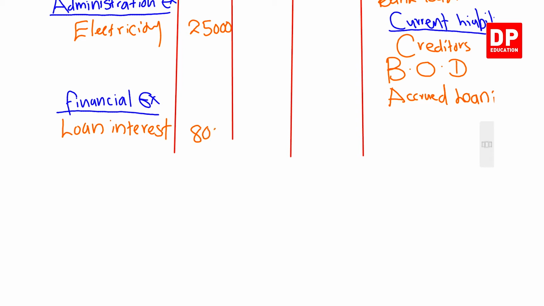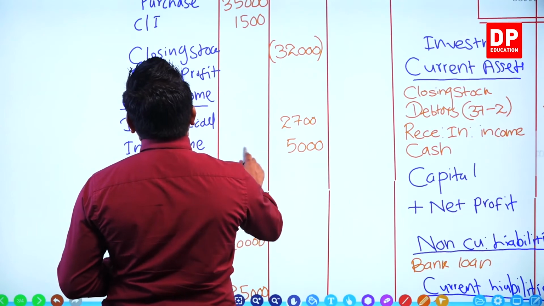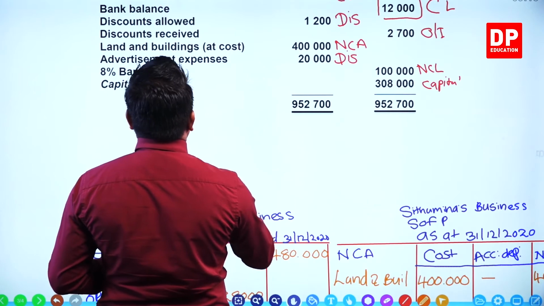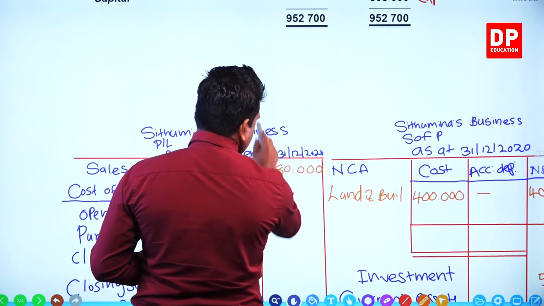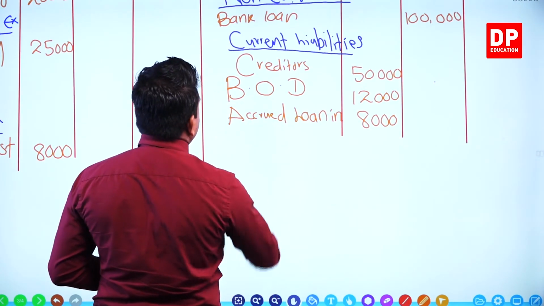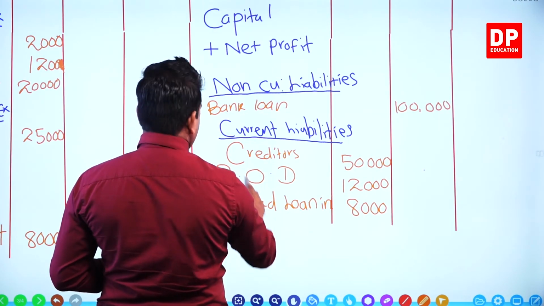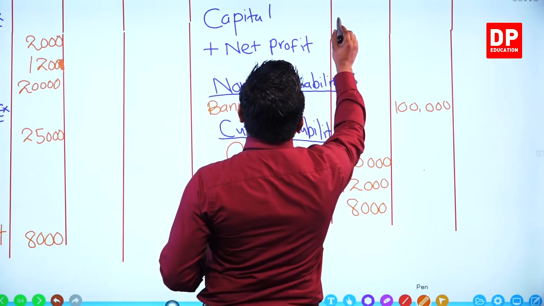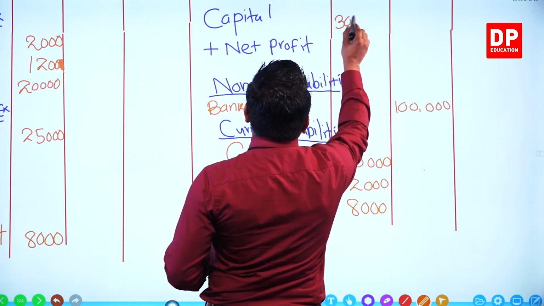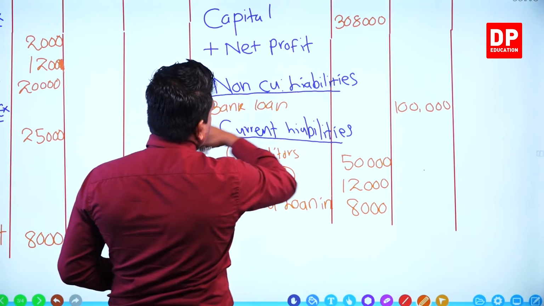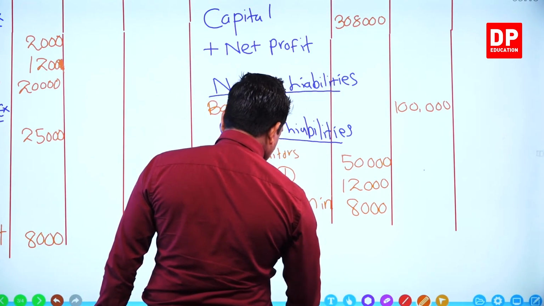$8,000. That's finished. Then finally we have capital. Capital is given in the question. How much capital? 308,000. It's the capital. Then you can find the capital from the profit and loss statement, bring it here and we can finish the question.